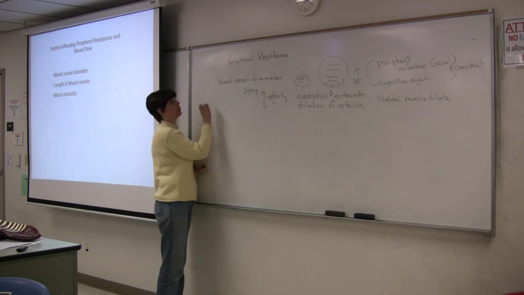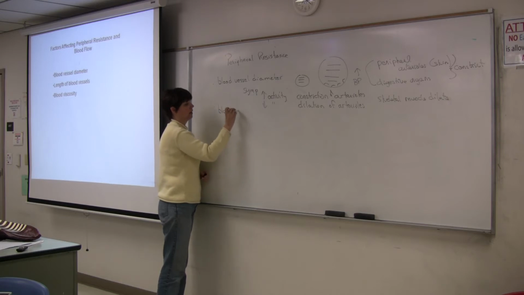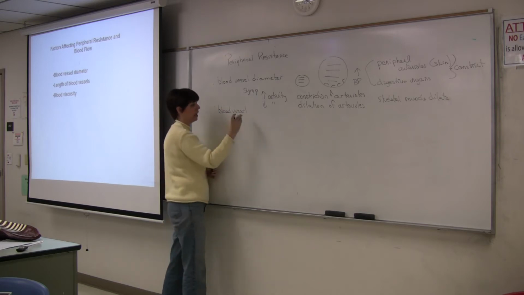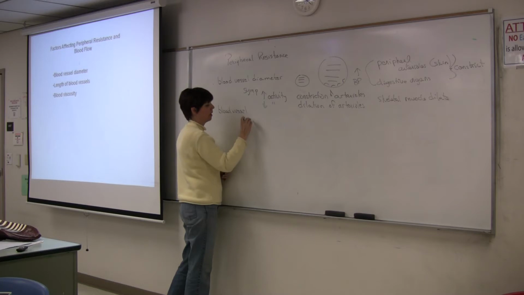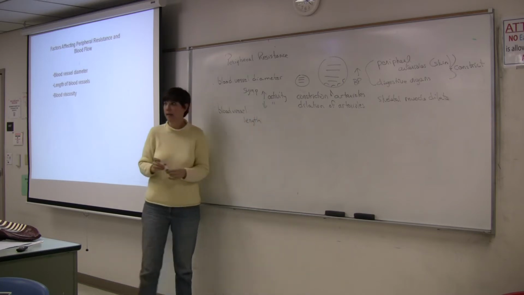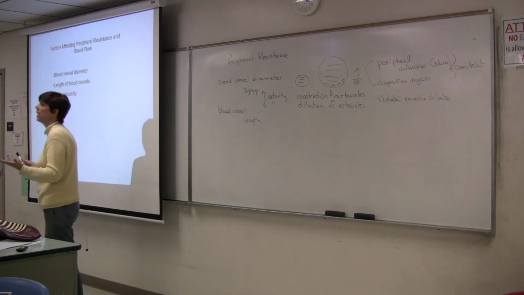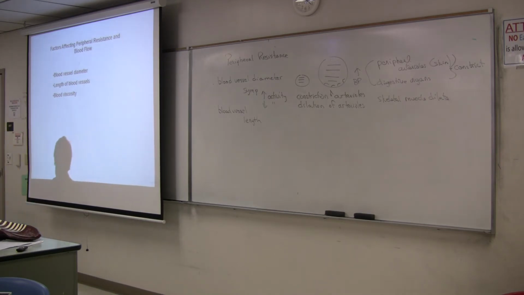Then the other factor is the total length of blood vessels in the body. Now this is not something that we can just change in a couple of seconds or even in a week. Our body can't decide blood pressure is too high, therefore I'm going to eliminate half of the blood vessels in the body for a period of time.